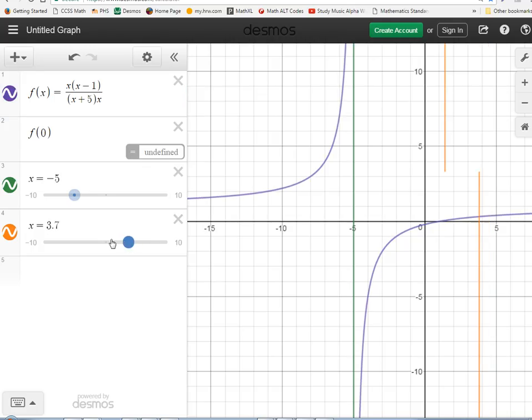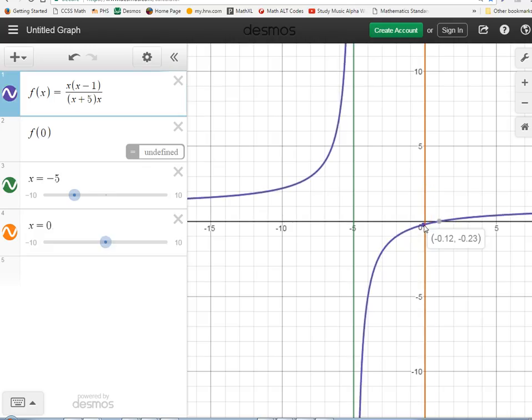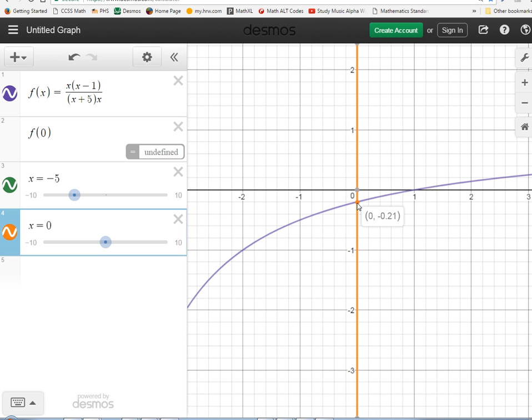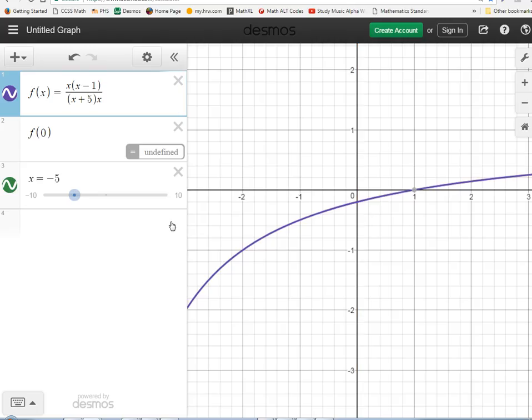What happens when I bring it to 0, though? Let's find out what the intersection is. It won't do it. It won't give me an intersection of the curve. How come? Because the function doesn't exist there. If I try to find that intersection, it doesn't work, because what's going on now is we've generated what we call a hole in the function.